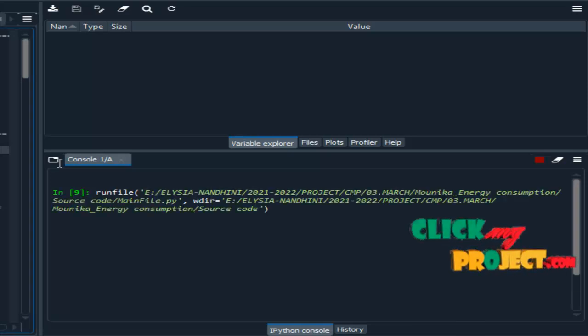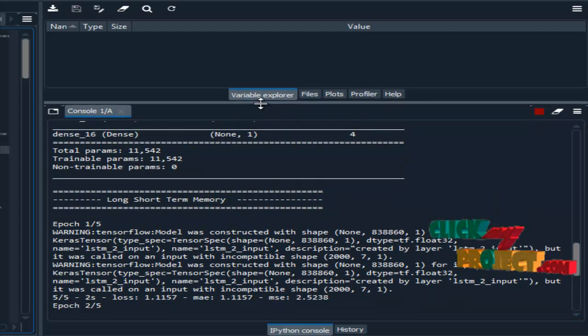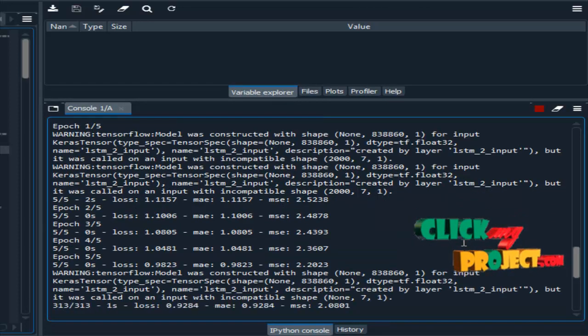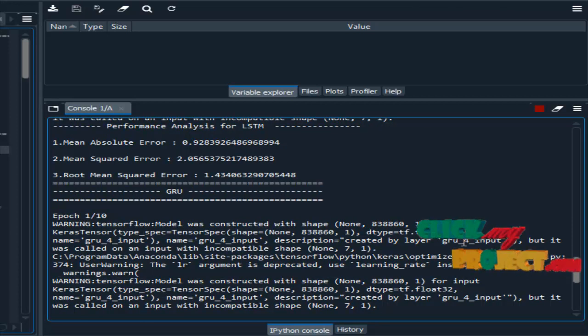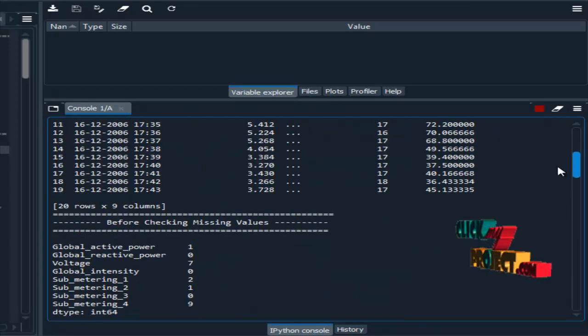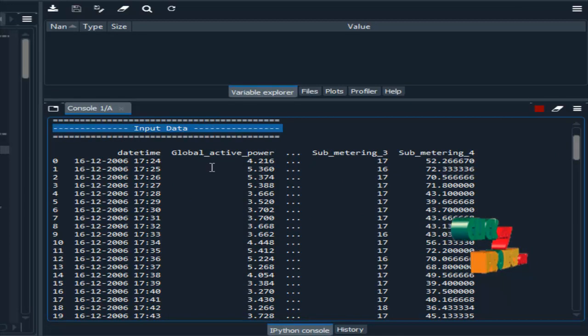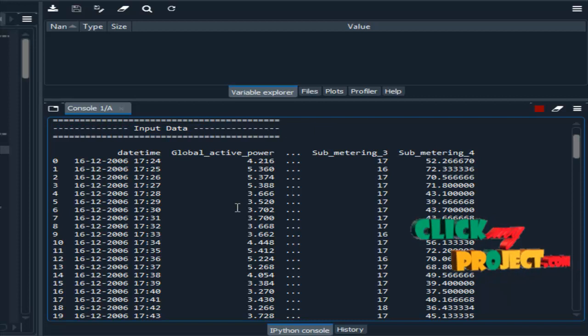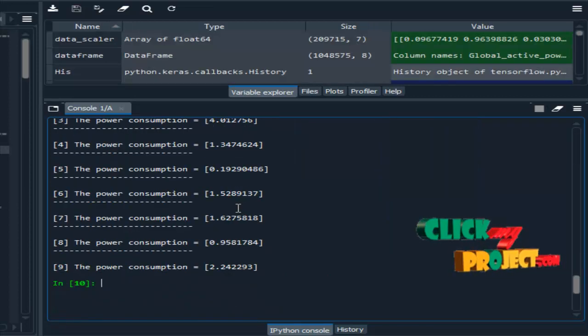Now we are going to see the demo part, that is the output of our project. So this is the output. We run our project in Spyder IDE from Anaconda Navigator. Okay, so this is the input data. We select our input data by using the pandas package. Here we display a sample of the input data from the dataset.